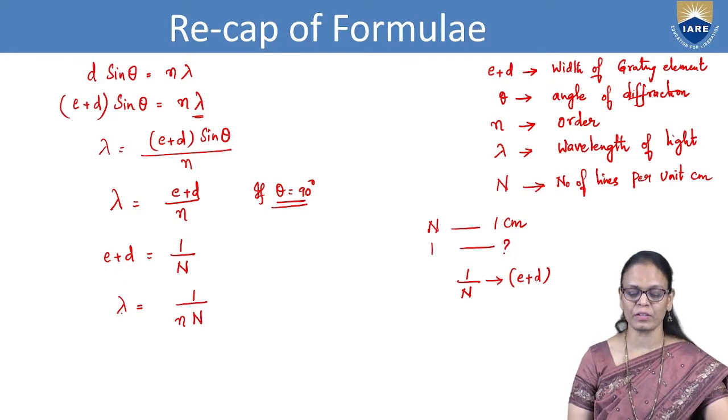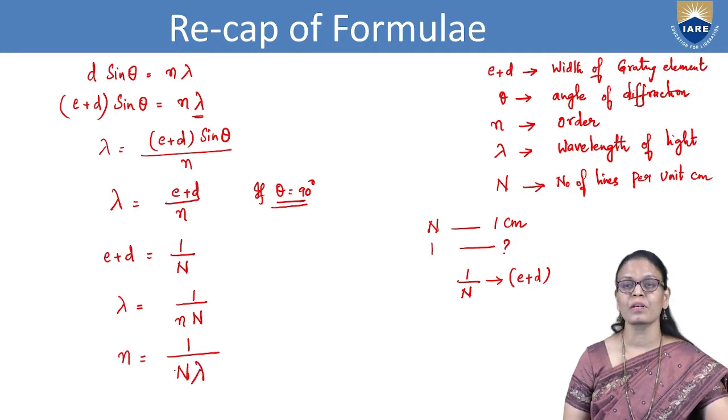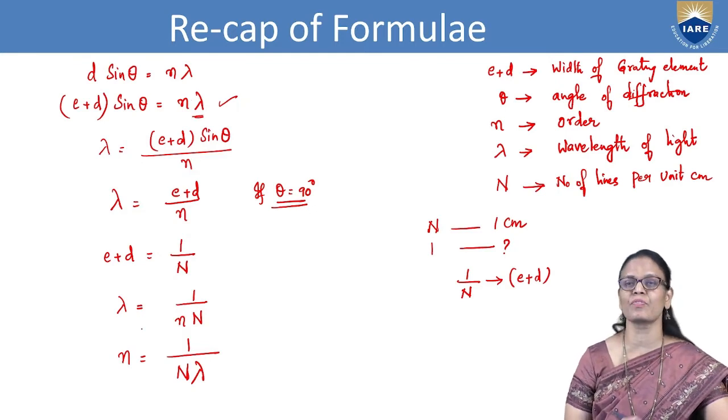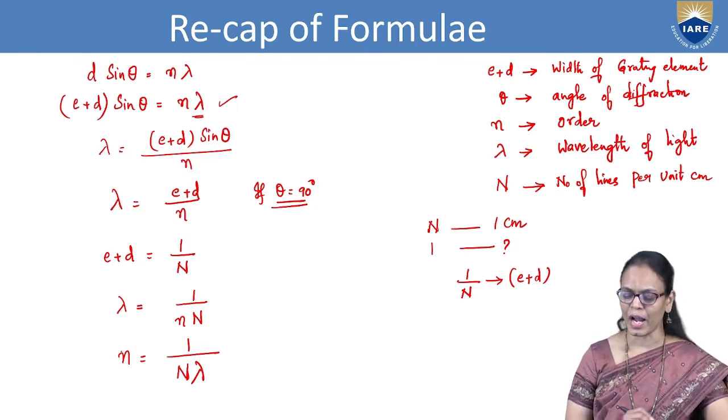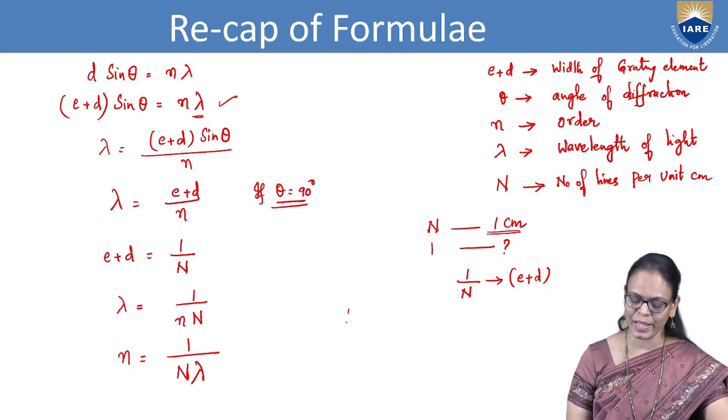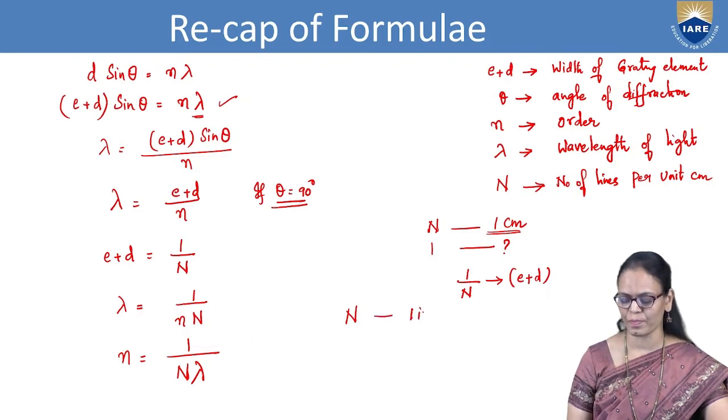Now, if you have to calculate the order, what is the order that is seen, small n will be equal to 1 upon capital N into lambda. So it's a very simple formula, but how we are going to understand the concept and apply it in different cases. Okay, and here we have taken it in 1 centimeter. Suppose there are N number of lines in 1 inch.